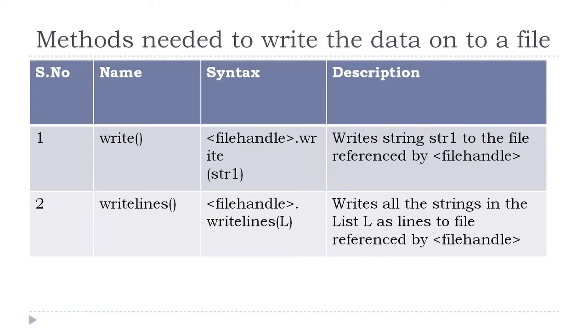Here they are trying to give us two methods. We will be following either one of the methods in order to write the data onto the file. The first method is the write method and the second method is writelines. So what is the difference between these two methods? The write method takes a string: file handle dot write of a string. The particular string is written onto the particular file which is referenced by the file handler.